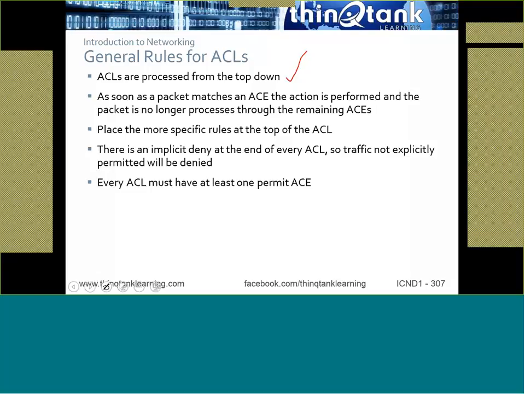When we process the packet through the list, we start at the top. Does this packet match Rule 1? Does it match Rule 2? As soon as there's a match, we do whatever that match says. We either permit the packet or we deny the packet. It is possible for a packet to match multiple rules. It could match Rule 1 or match Rule 5, whatever. But as soon as the packet matches Rule 1, we do whatever that rule says, and we stop processing that packet through the list.